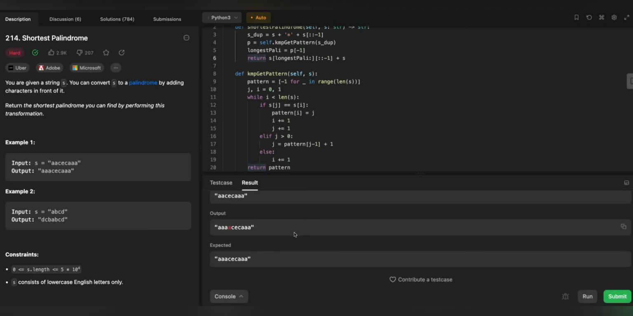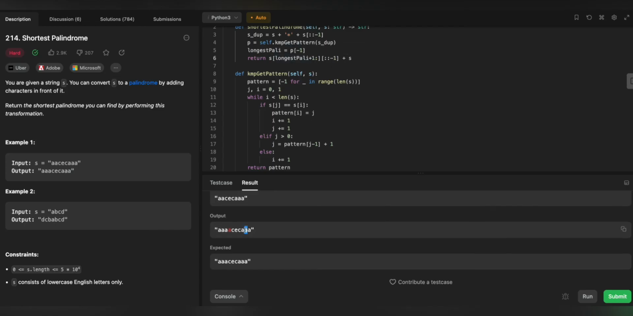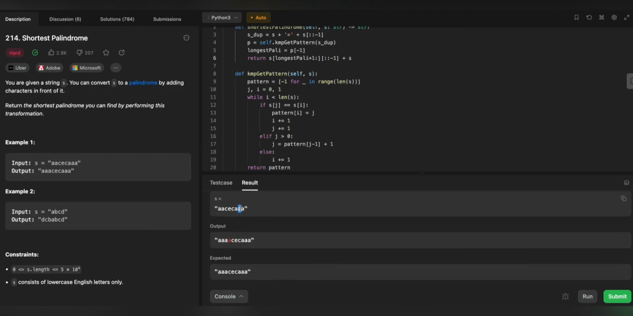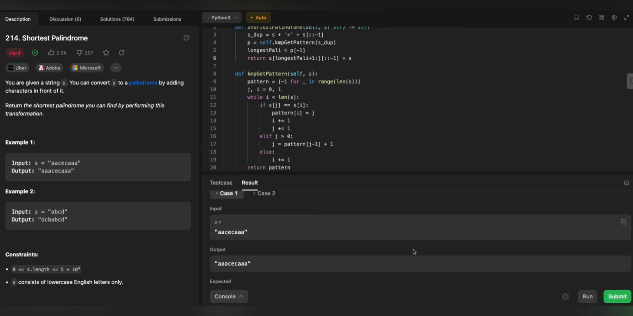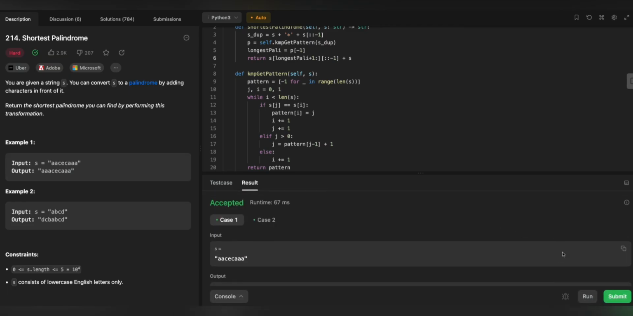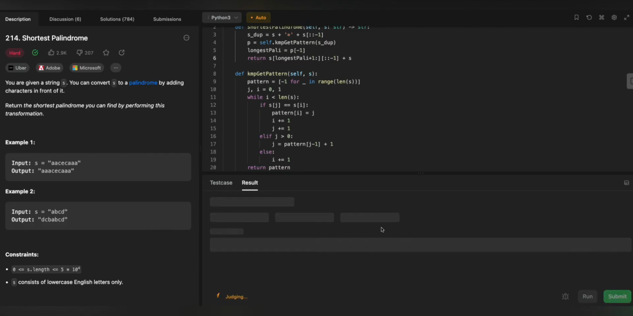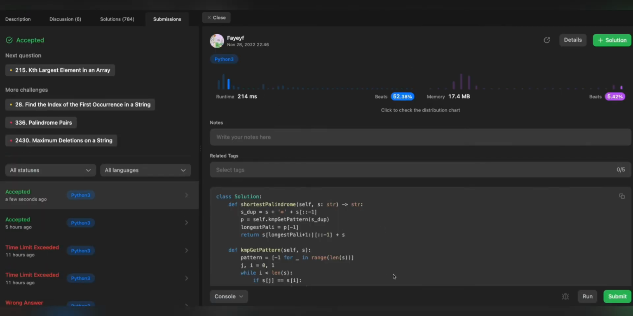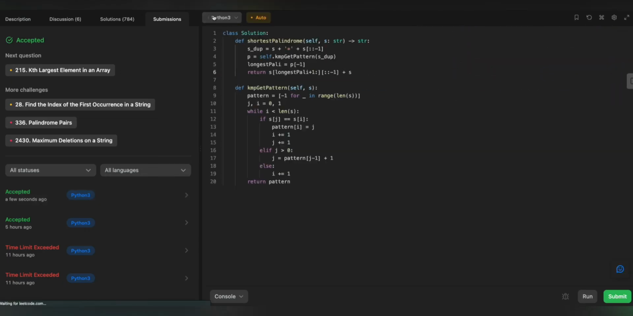Oops, it's not working. Oh, it should be +1, because it should not include the last character. It should start from the next character. Let's see how it works. Yeah, it works this way. Let's see if it can pass all the test cases. Yes, we can see it passed these cases, and this is how we solve this problem.